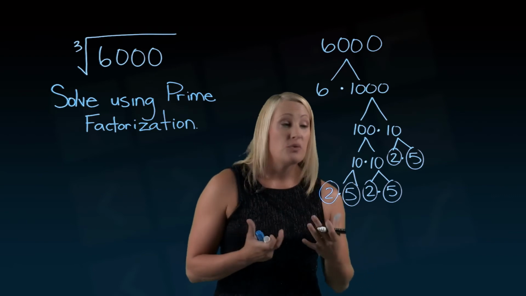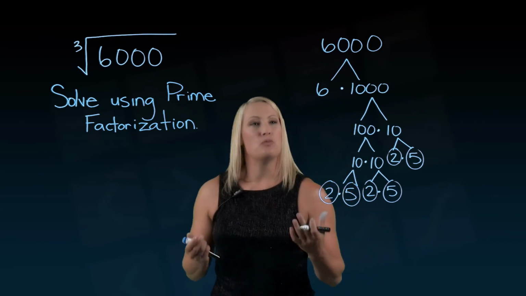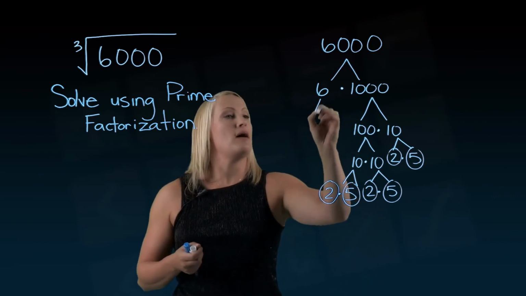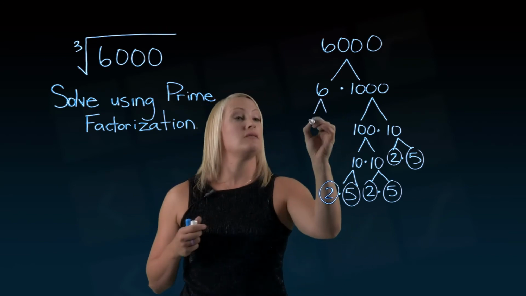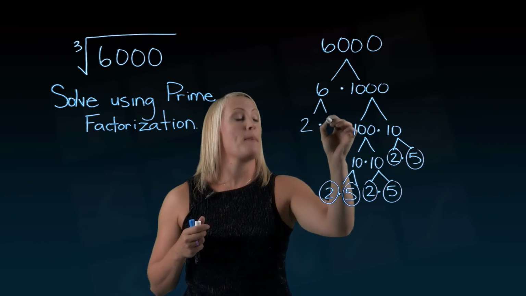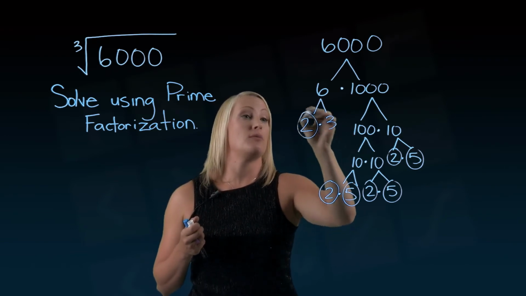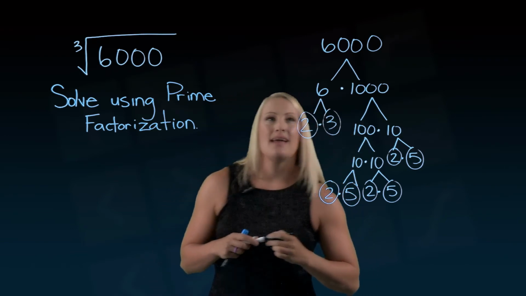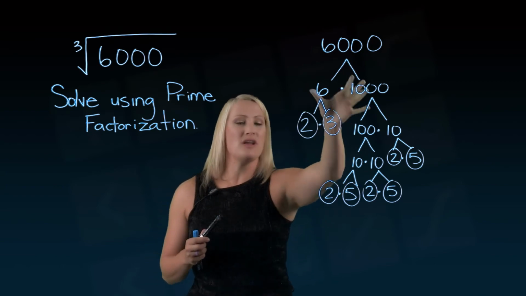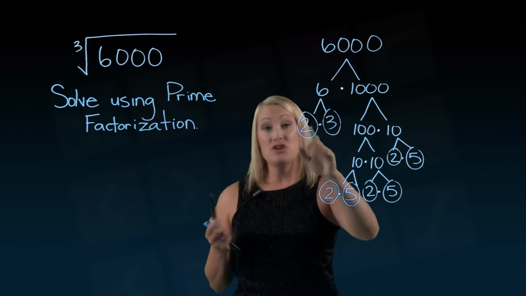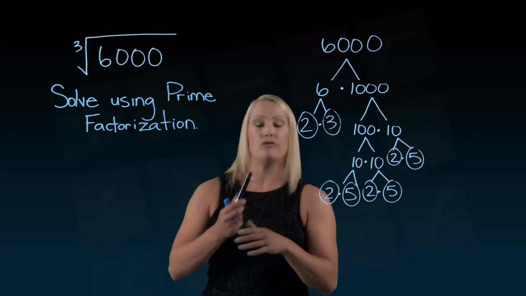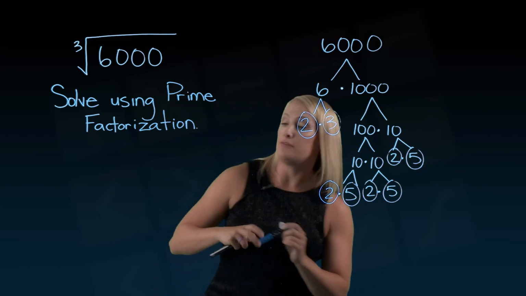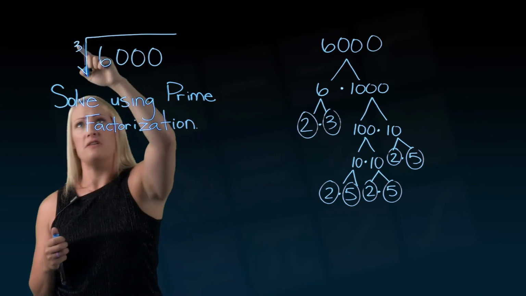Back up to this 6, we haven't broken him down yet, but it's a nice small number. So in one quick step, the only way to multiply to 6 other than 1 times 6 would be 2 times 3. And both of those are prime numbers. So it looked like a really big, scary number, but pretty quickly we were able to break it down into its prime factors. 2, 3, 2, 5, 2, 5, 2, 5. Lots of them.